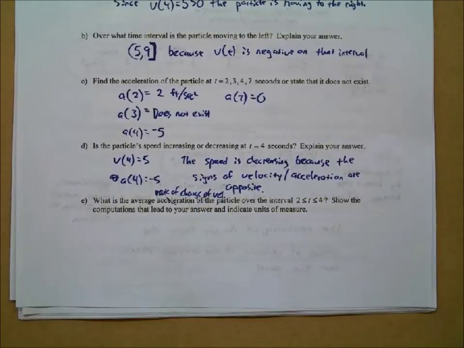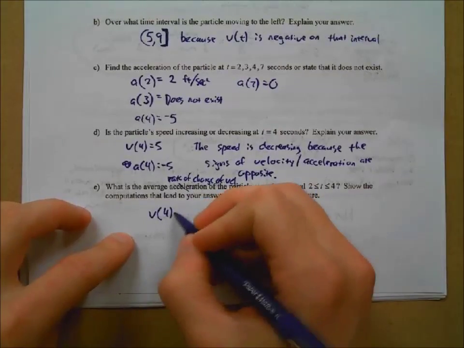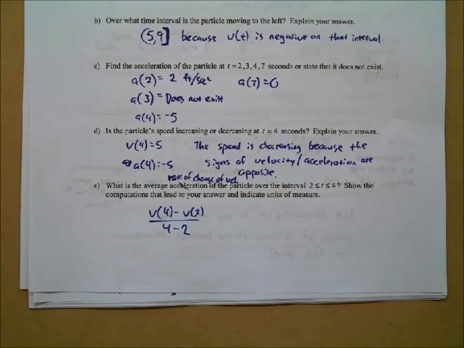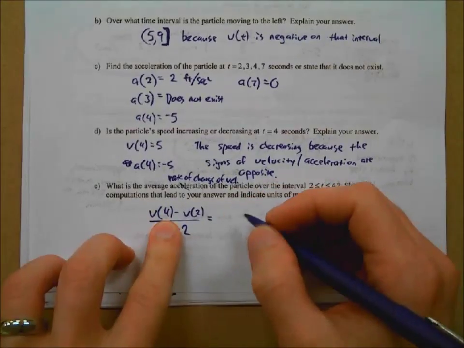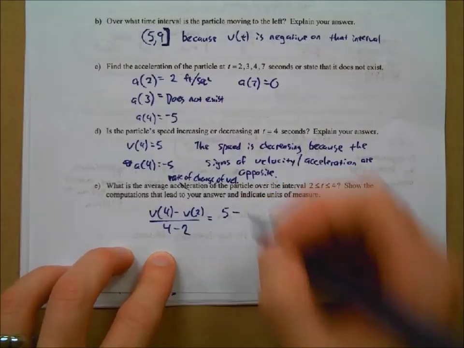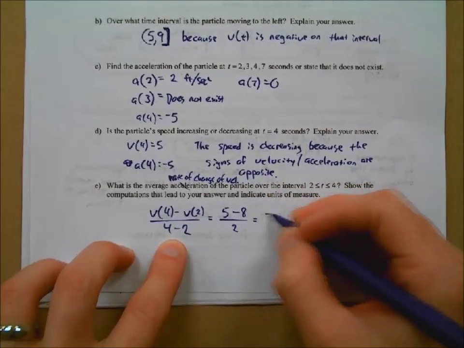So in other words, if we're looking to do an average rate of change, we need to use the what? Slope formula, or a secant line slope kind of thing. So this is literally just v of 4 minus v of 2 over 4 minus 2. And so we said v of 4 was 5, v of 2 is 8, over 2, so we get negative 3 over 2.